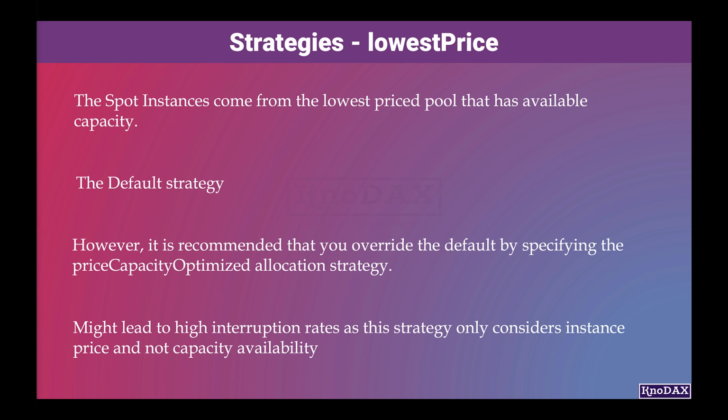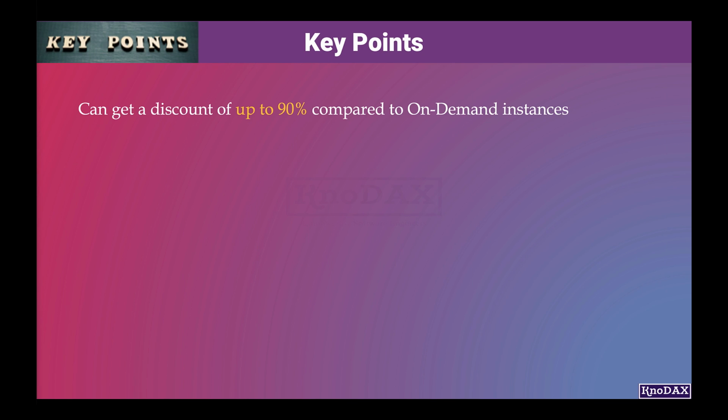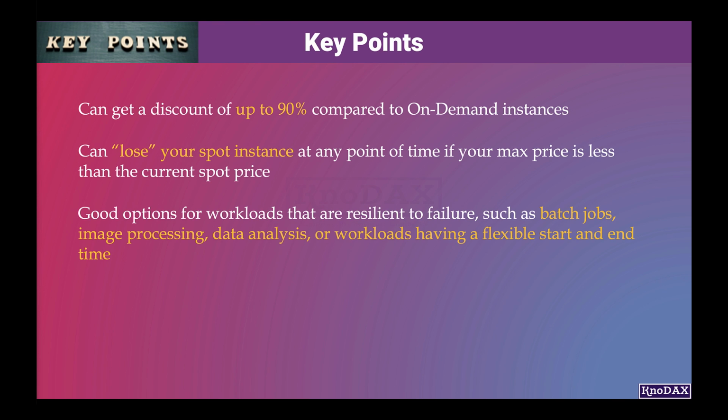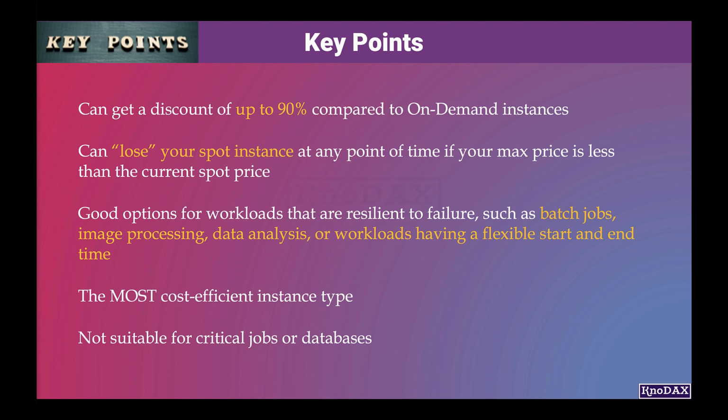Finally, the key points. You can get a discount of up to 90% compared to on-demand instances. You can lose your spot instance at any point in time if your max price is less than the current spot price. Spot instances are good options for workloads that are resilient to failures, such as batch jobs, image processing, data analysis, or workloads having a flexible start and end time. Spot instances are the most cost-efficient instance type. Spot instances are not suitable for critical jobs or databases.